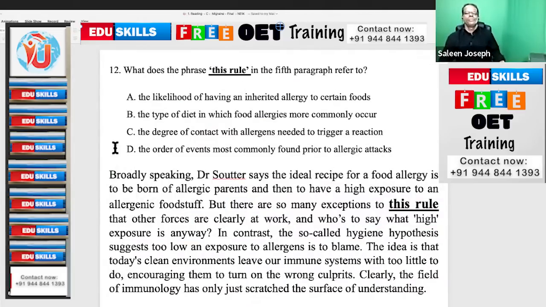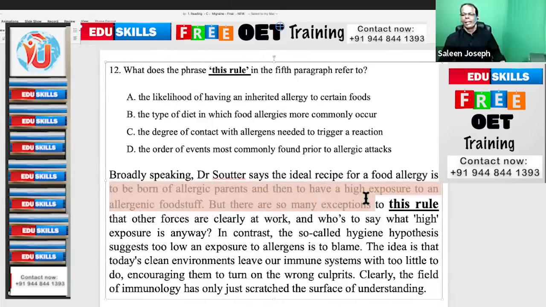What is the type of question? Lexical questions. What does the phrase "this rule" in the fifth paragraph refer to? The rule is that you have to go just before or just soon after. So where to go now? Just before. What is given just before is this: to be born of allergic parents and then to have a high exposure to allergic stuff. This is just before, right?